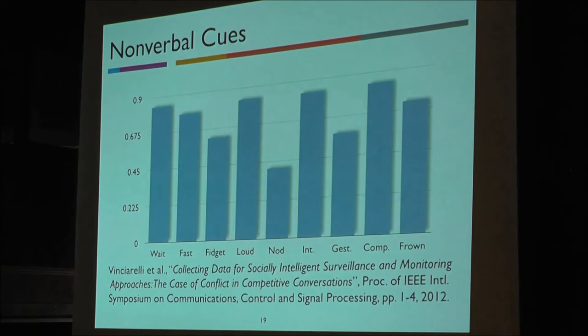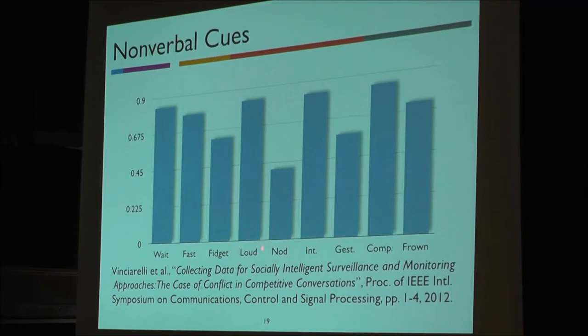Okay. So, this is just for curiosity, this is the correlation of each individual nonverbal cue we have collected via the questionnaire. You remember the different questions of the physical layer. So the individual correlation of those questions with the inferential layer. Just to give an idea of what are the cues that seem to account most for the perception of people in terms of conflict. You see, people wait for their time before they speak. One or more people speak fast, people fidget, people speak loud, people shake their heads and nod, people interrupt, people gesture, people compete to talk, and people frown.